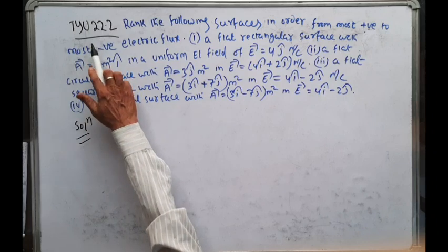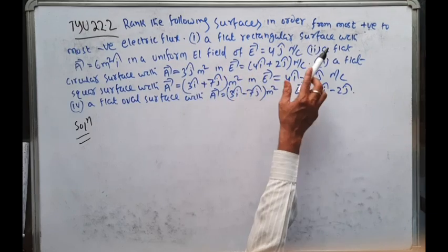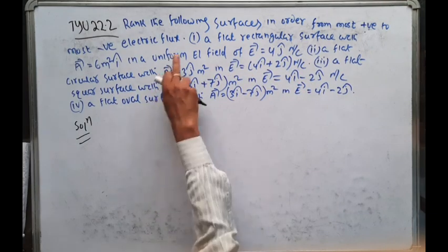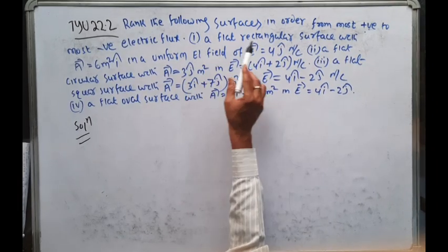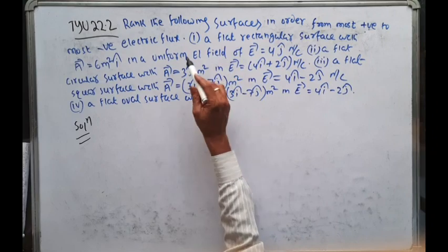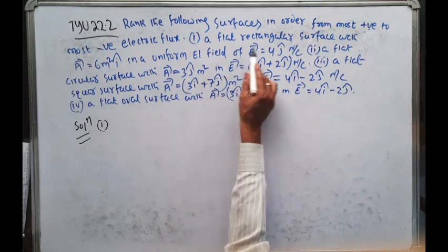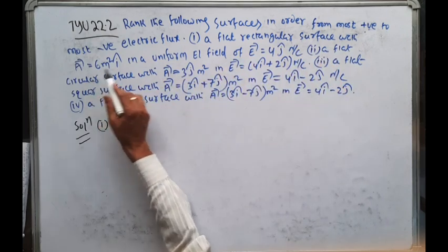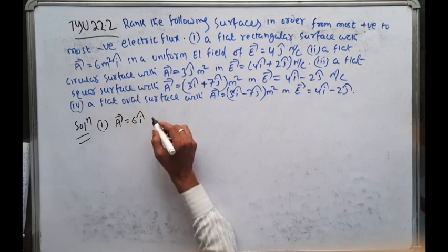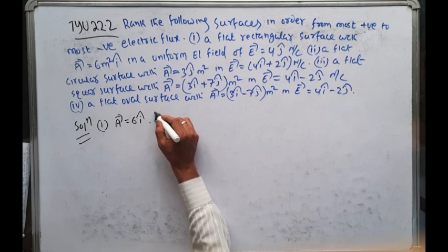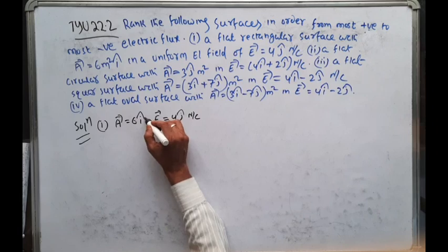So let us solve this Test Your Understanding 22.2. Here, rank the following surfaces in order from most positive to most negative electric flux. There are 4 cases, and you have to find the flux in each case, then order them from most positive to most negative. First case: a flat rectangular surface with area 6 î meter square, in a uniform electric field of 4 ĵ Newton per coulomb.